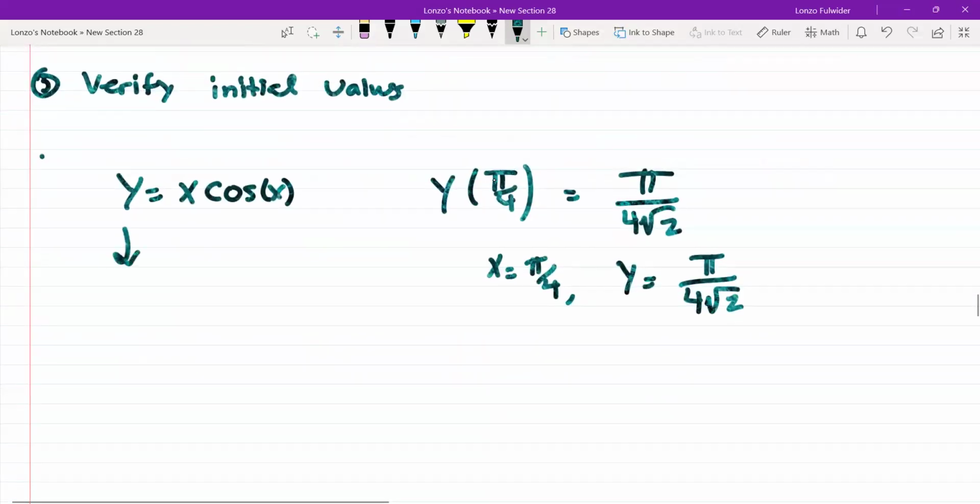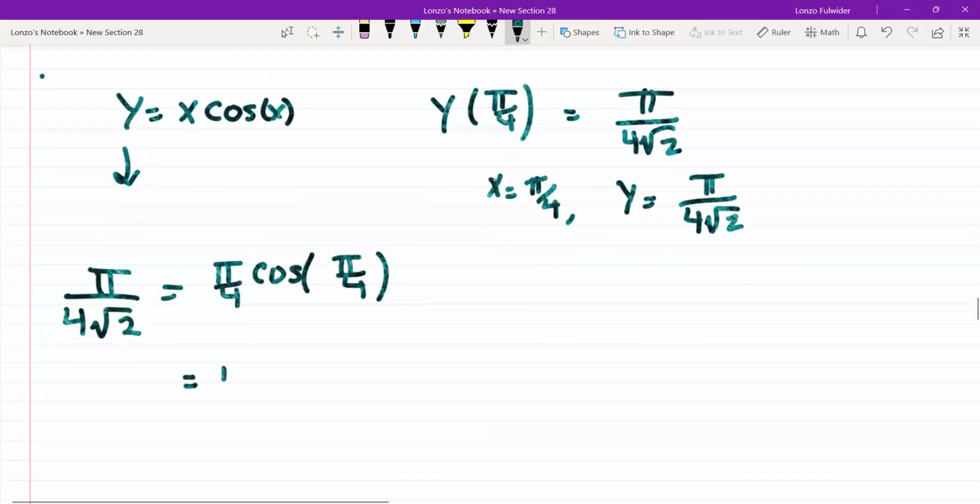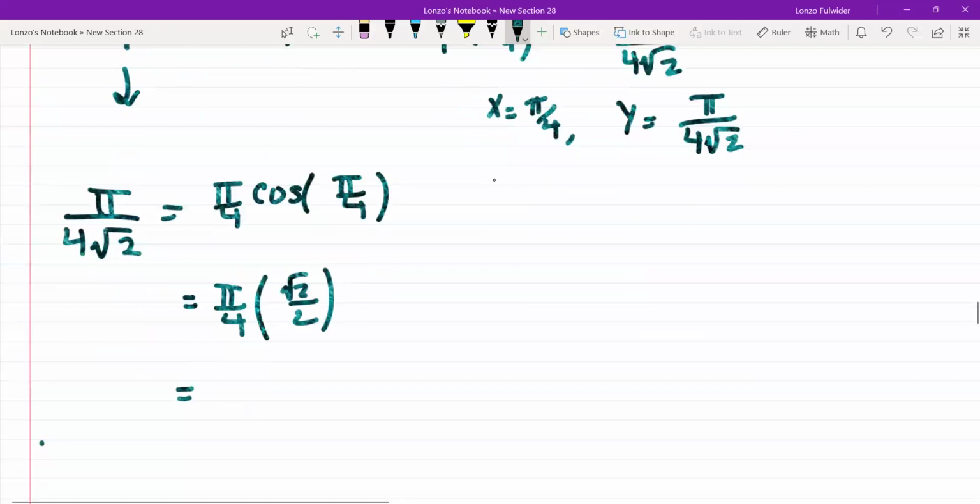Okay, so we're going to replace y with pi over 4 radical 2 equals x, which is pi over 4, times cosine of x, which is pi over 4. So that would be pi over 4. Cosine of pi over 4 is radical 2 over 2. And if you clean this up, this is radical 2 pi over 8. And then on the left, it's pi over 4 radical 2.